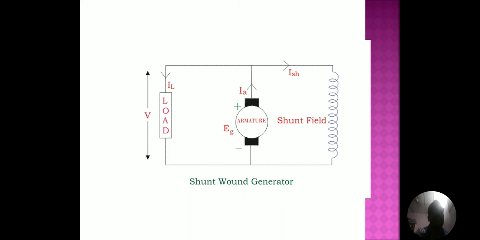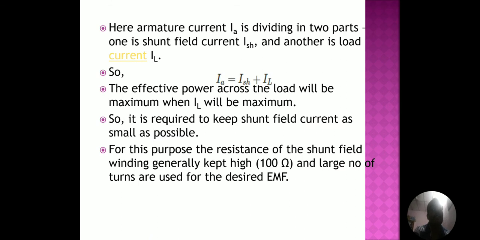The current coming from the armature is given as Ia, which is divided into two parts. One is ISH and the other is IL. IL is nothing but the current flowing in the load, and ISH is the current flowing in the shunt field winding, and EG is the EMF generated.